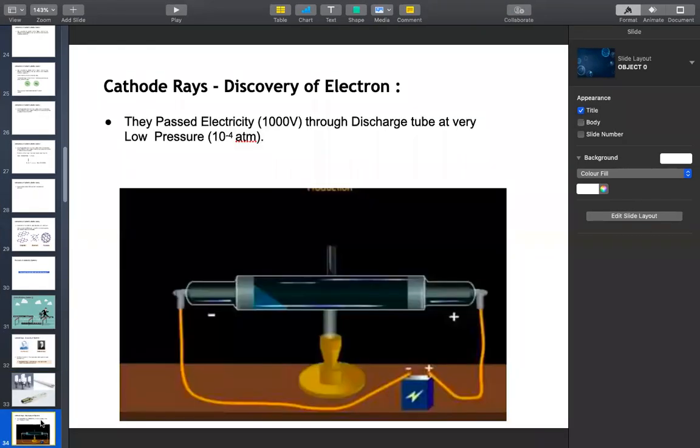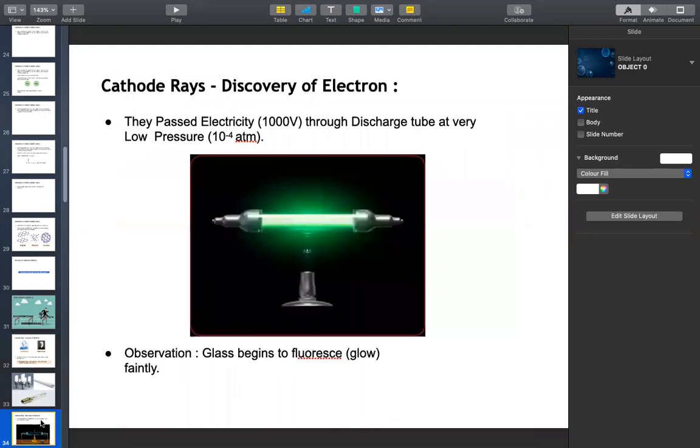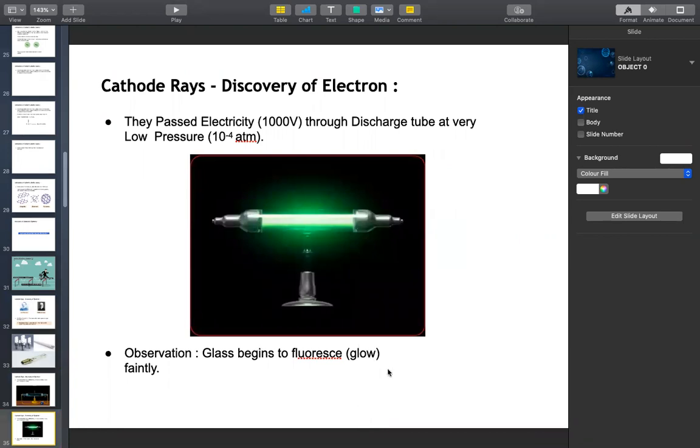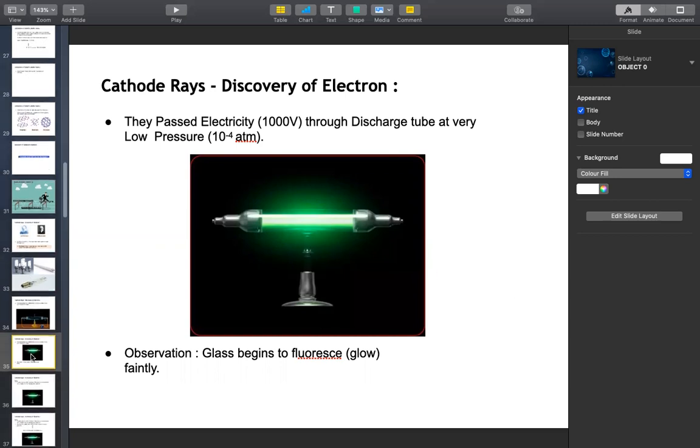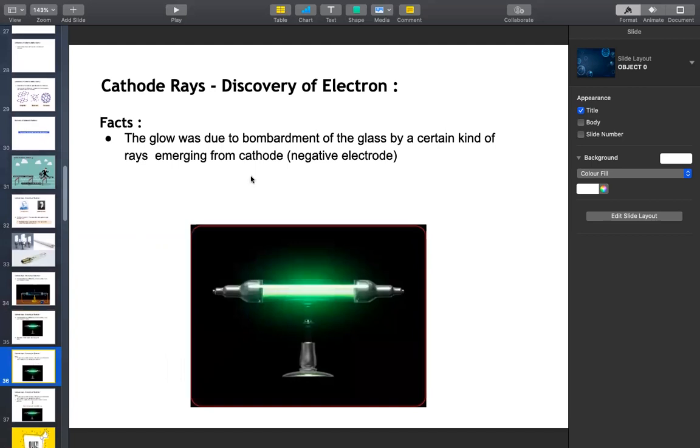So here you see high voltage electricity, that is 1000 volt, was applied through a discharge tube at low pressure. You can see that there is a glow. Electricity of 1000 volt through a discharge tube at very low pressure, the glass begins to glow faintly. As I told you, there are rays going from one place to another and it started glowing. The glow was due to bombardment of the glass by a certain kind of rays emerging from the cathode.